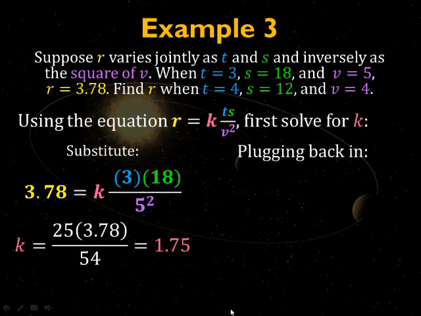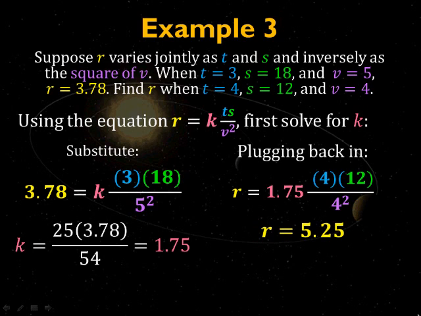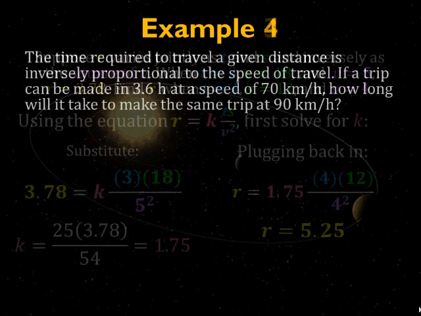Meanwhile, you plug things back in, and again, now we're solving for R. So we plug in 1.75 for K, we plug in the new values for T, S, and V, and you solve for R. If you multiply all those things together, you get R is 5.25. So when you do these problems that combine joint and inverse variation, break the equation down into two parts and then combine them, and then just substitute, solve for K, and then solve for the missing variable.